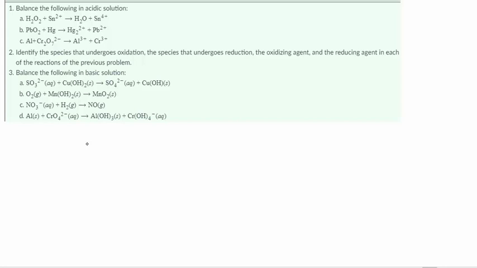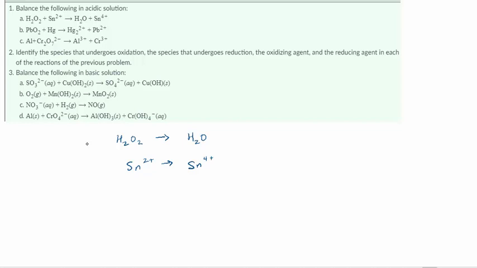Number 1, balance the following in an acidic solution. So we have hydrogen peroxide. We're going to leave our hydrogen and oxygen in our first half reaction, and then we're going to have our tin in the next half reaction. Now we need to balance all elements other than oxygen and hydrogen, and they're balanced. Then we need to add water molecules to balance our oxygens.